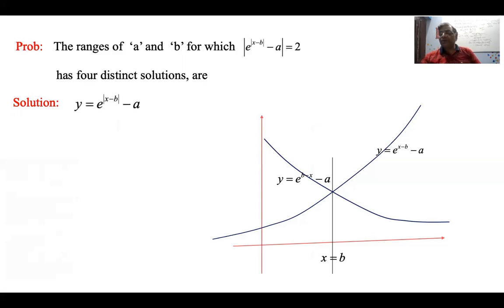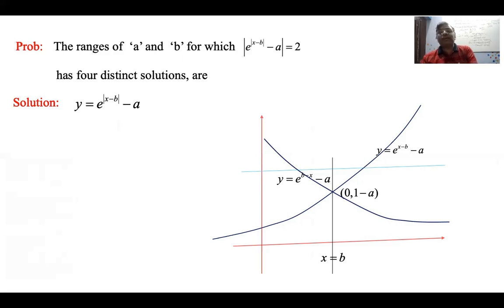y is equal to e power modulus of x minus b, minus a, intersects the line x is equal to b at the point b comma 1 minus a, right? This point, if it is below the line y is equal to 2, then that line y is equal to 2 meets these two pieces of the graph at two distinct points. Then similarly, when you take it down, y is equal to minus 2, there also 2 points, so totally you will get the 4 points.